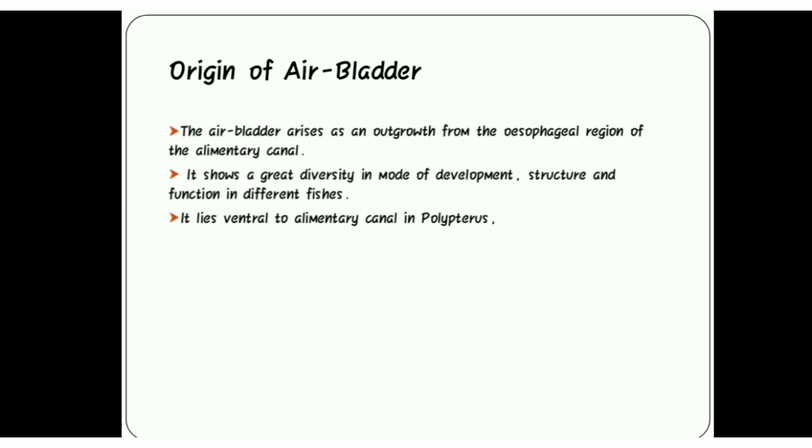It lies ventral to the alimentary canal in Polypterus. In Polypterus, fishes have an air bladder on the ventral side. It is lateral in Dipnoi and dorsal or dorsoventral in teleosts. In Dipnoi, meaning lungfish, the air bladder is on the lateral sides, and in teleost fish, meaning bony fish, the air bladder is dorsal or dorsoventral.